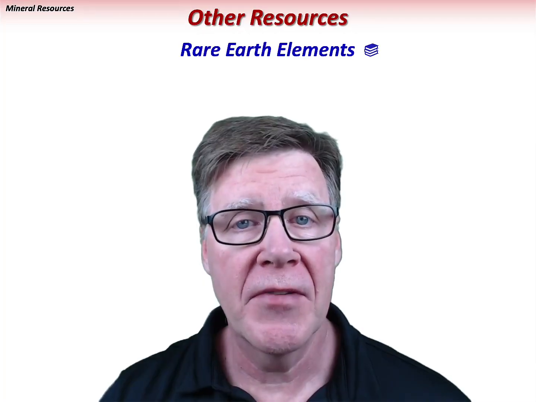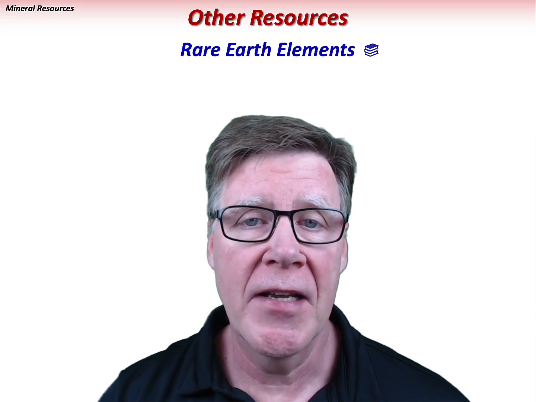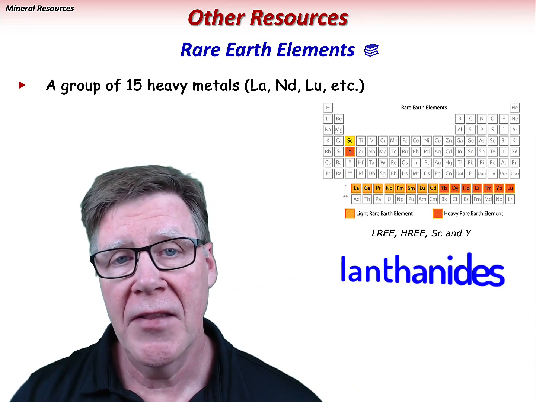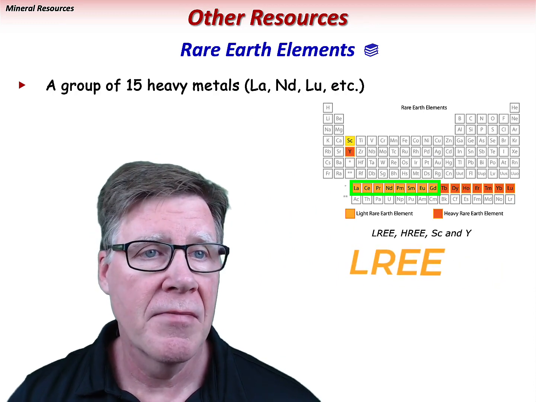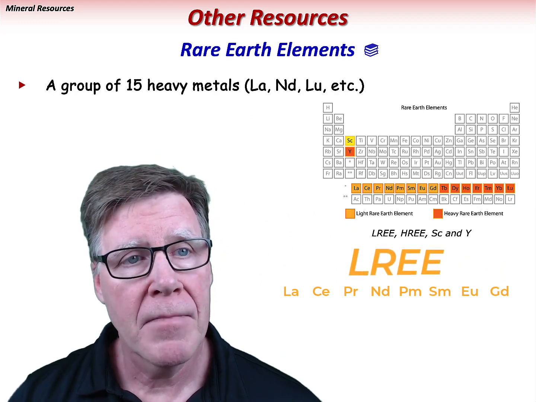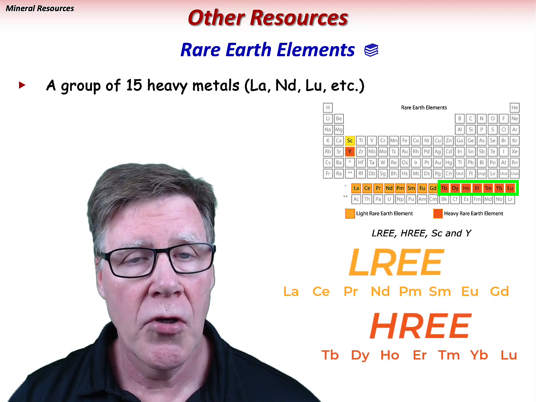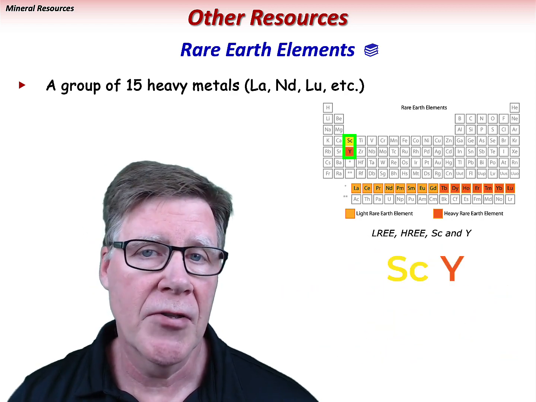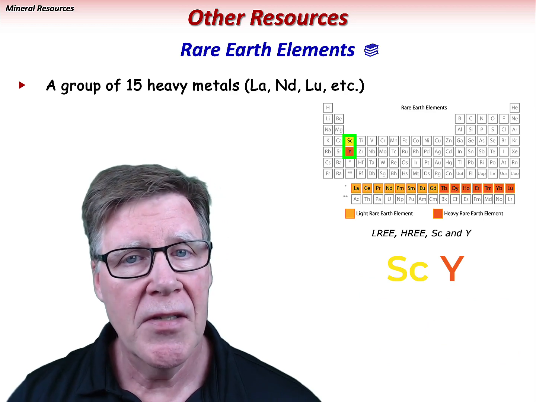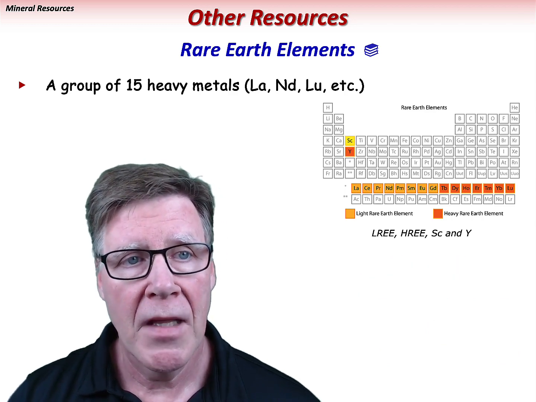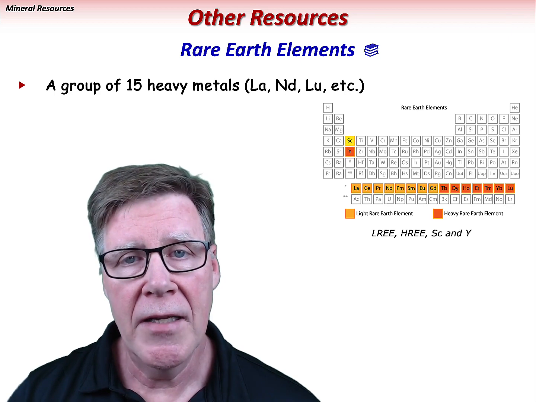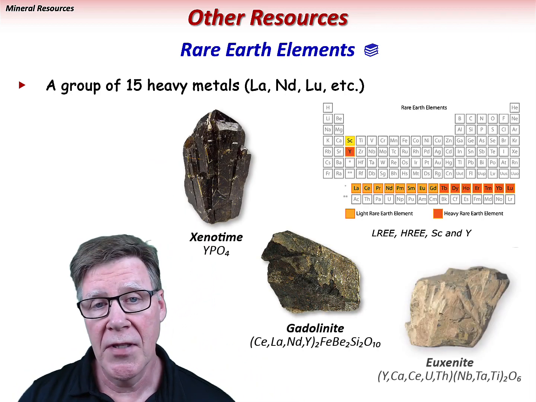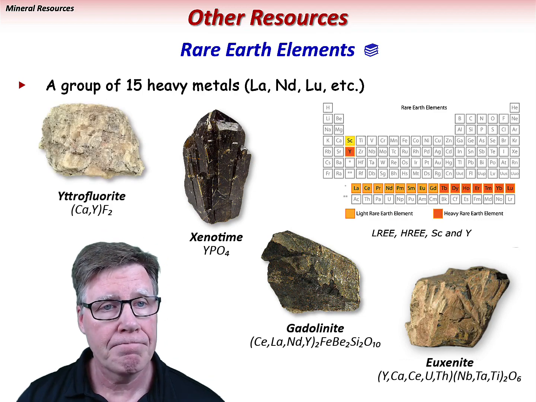Rare earth elements have gained prominence during the last several decades. This group of 15 heavy metals, also known as the lanthanides, include the light rare earths, lanthanum to gadolinium, and the heavy rare earth elements, terbium to lutetium. The elements scandium and yttrium are not true rare earth elements, but display similar characteristics. These elements are present in a variety of exotic minerals like gadolinite, xenotime, euxenite, and yttrofluorite.